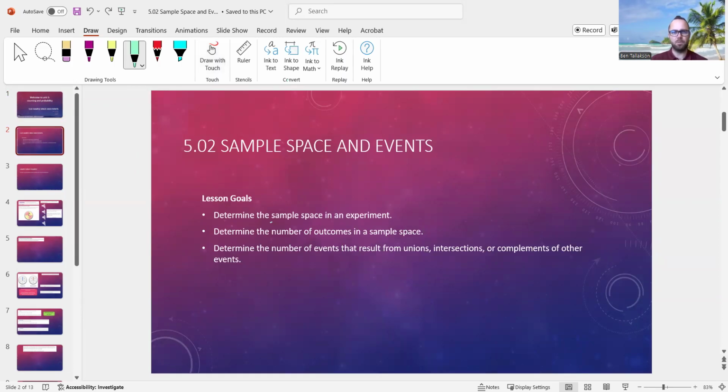Determine the sample space in an experiment. Very soon, you're going to learn what a sample space is. An experiment will look something like spinning a spinner or rolling a dice, something like that. We'll also need to determine the number of outcomes in a sample space and determine the number of events that result from unions, intersections, or complements of other events.